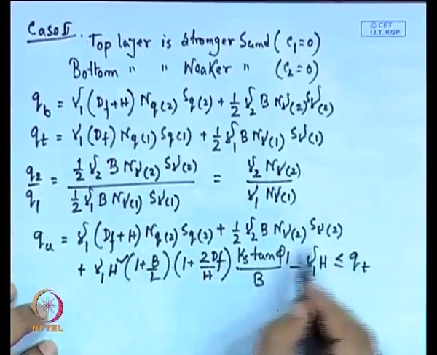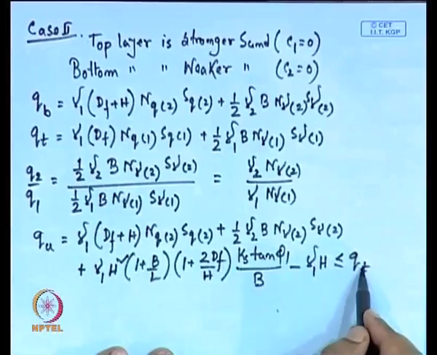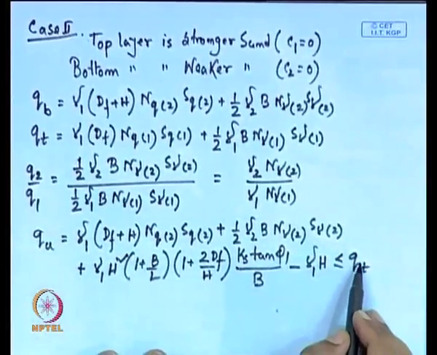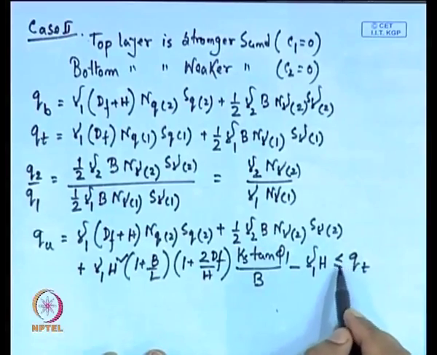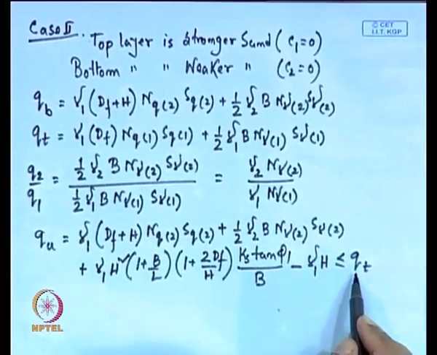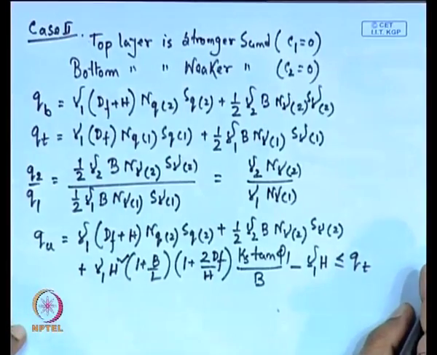So we have to first calculate Qu and then check using Qt whether Qu is less than or equal to Qt or not. This should be less than or equal to Qt. If it is not, then we have to use this Qt as our ultimate bearing capacity of the footing under this layered soil condition.